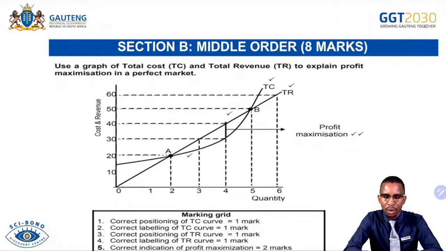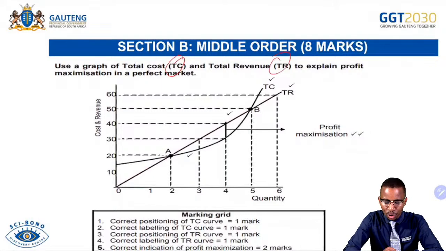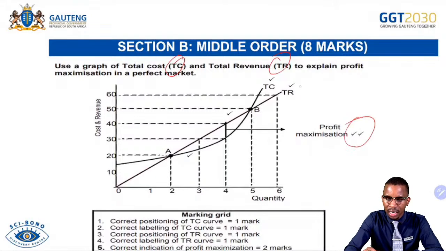And then we have the middle order question for 8 marks. Example: use a graph of total cost and total revenue and explain profit maximization under a perfect market. So this is the graph that we are supposed to draw. In case we have to draw the graph of TC and TR, you simply draw this graph. Indicating profit maximization is 2 marks, total revenue correct is 1 mark, total cost is 1 mark.